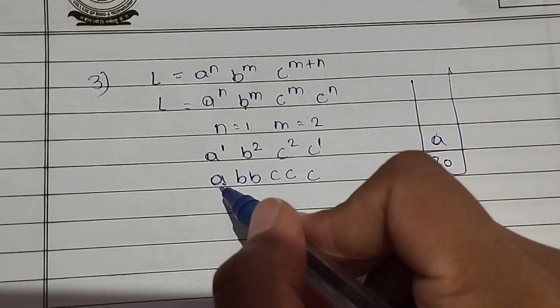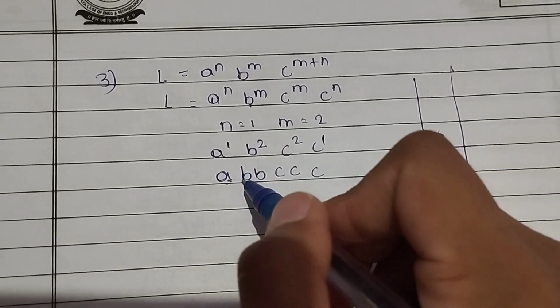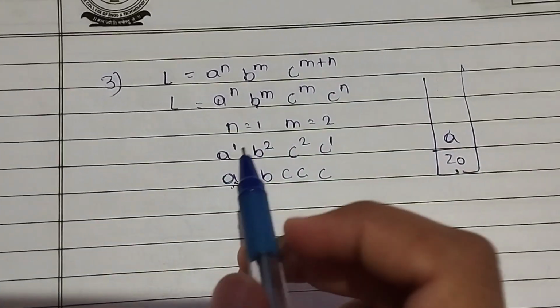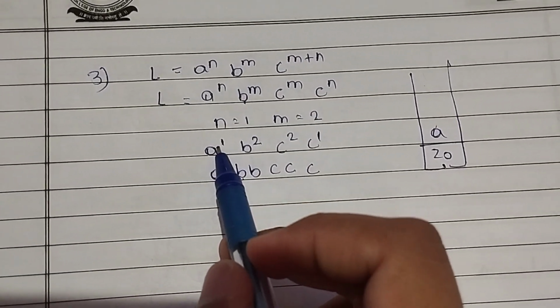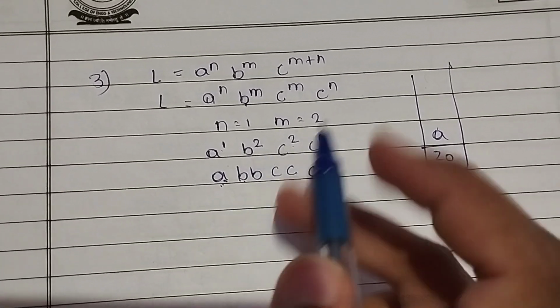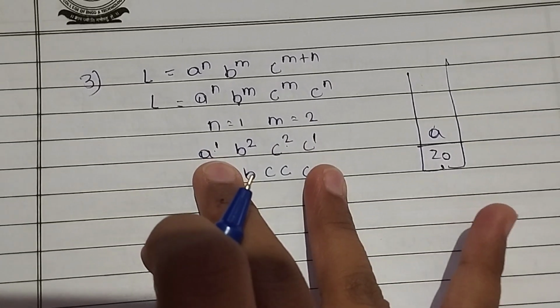Now for this a, we pop this b? For this b, we pop the a? No, because the indexing is not equal for the a. This is equal for the b. B and c, the indexing of b and c are equal, and a and c are equal.